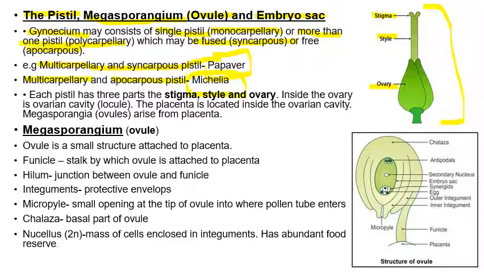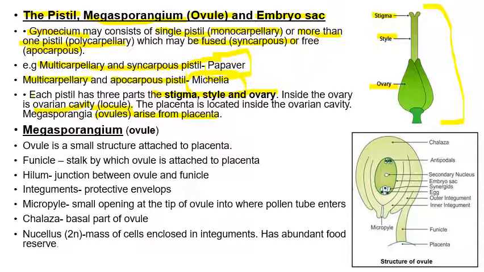Now, each pistil, as we have discussed, has three parts: stigma, style and ovary, and inside each ovary there is an ovarian cavity. That ovarian cavity has locules, and in locules many ovules are present. Ovules may be few or many in number, depending on the variety of plant.